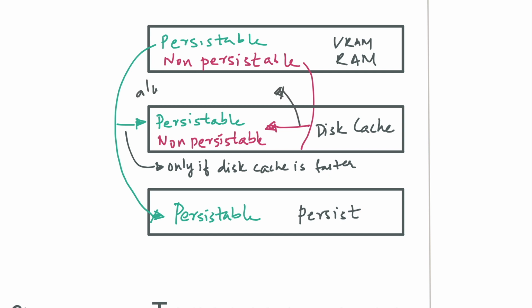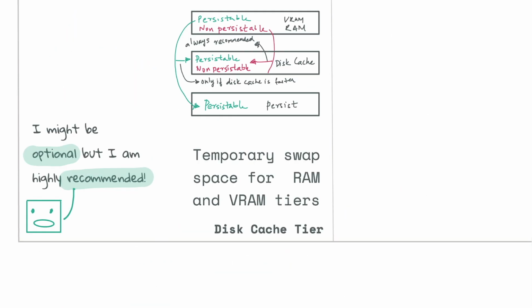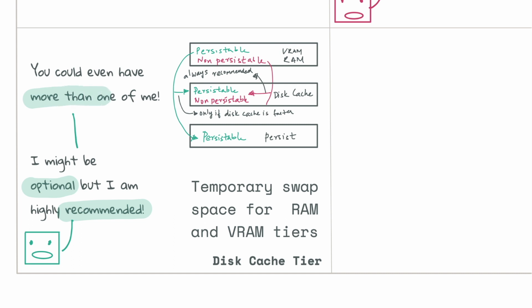However, even when this is the case, it is recommended to have a disk cache tier since it is still the only disk-based tier that can hold non-persistible tables, which would otherwise be evicted permanently. Finally, it is possible to have more than one disk cache tier on different disks with different capacities and performance parameters.